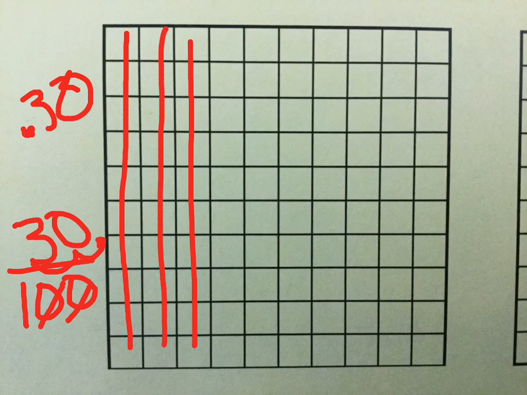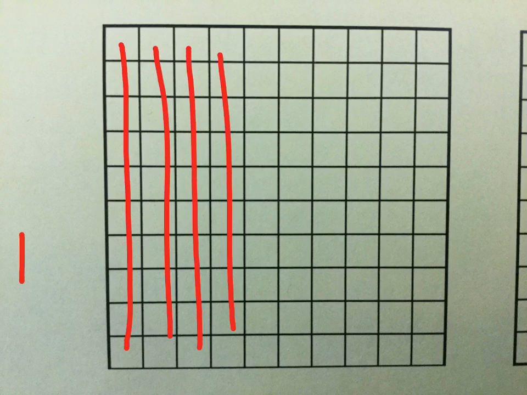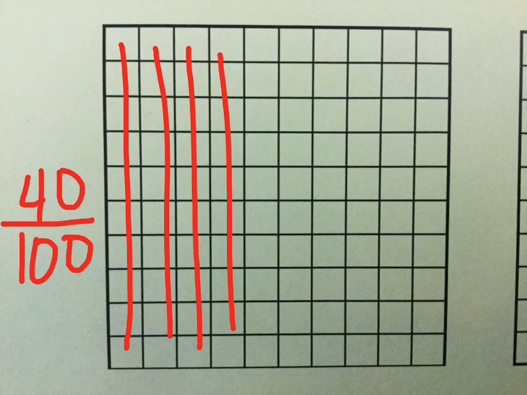Okay. Now again, if I want to do another one like this, do the same thing. 1, 2, 3, 4. Okay, I know my fraction is, because I got 100 of them, I've colored in 40. Alright, and I've got 2 zeros here, so I know my decimal point is going to come right there. So 0.40 or 40 hundredths.